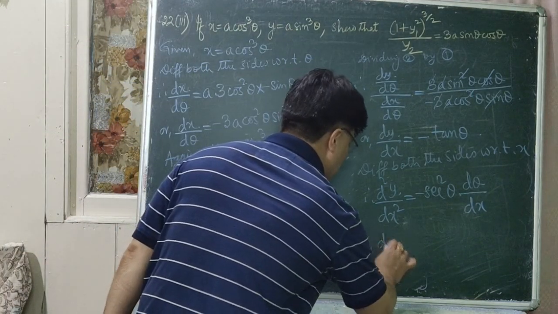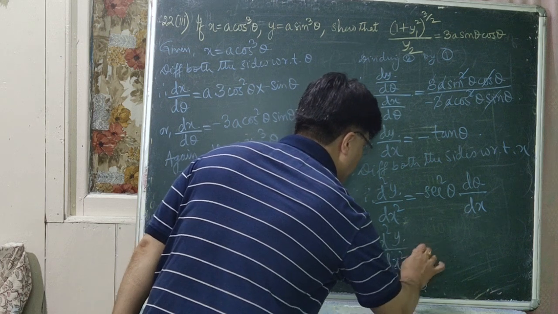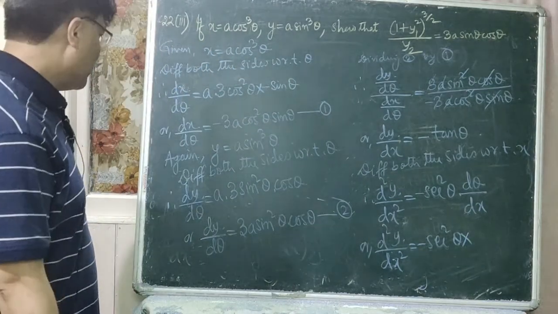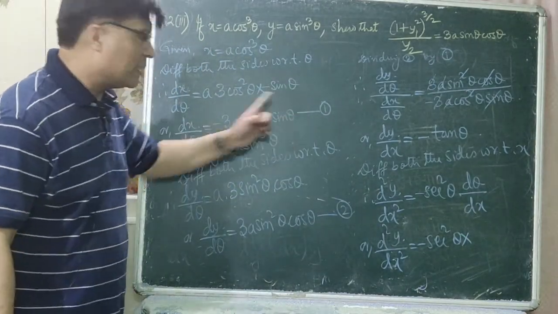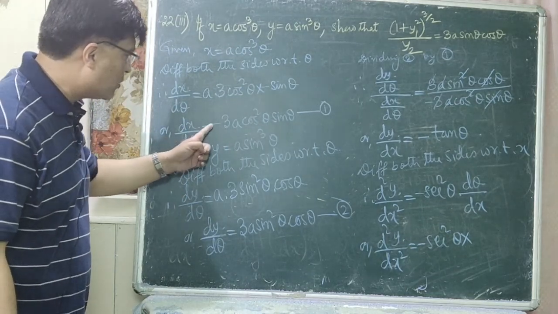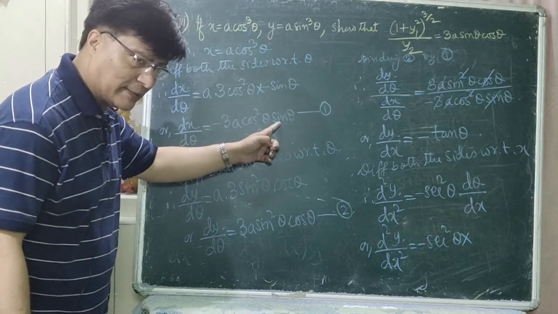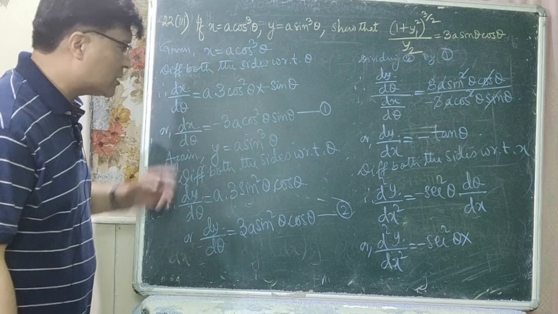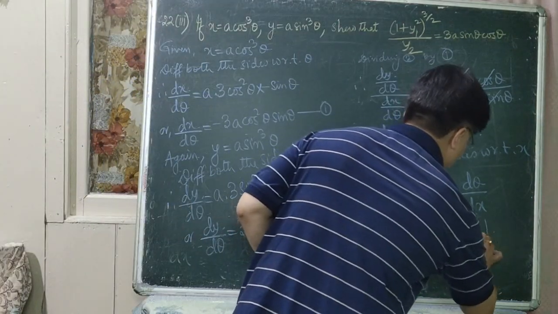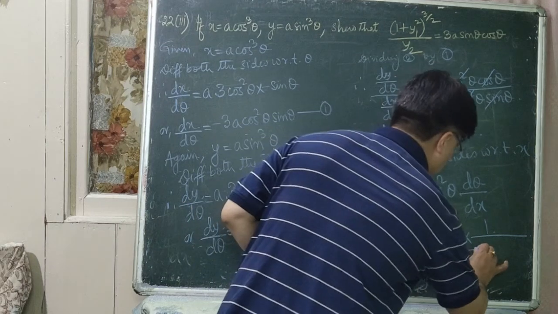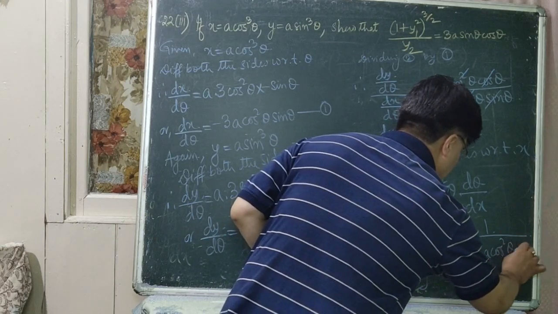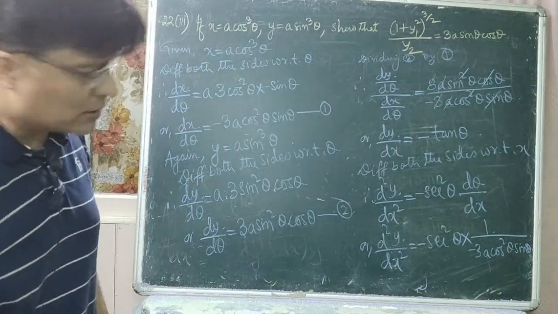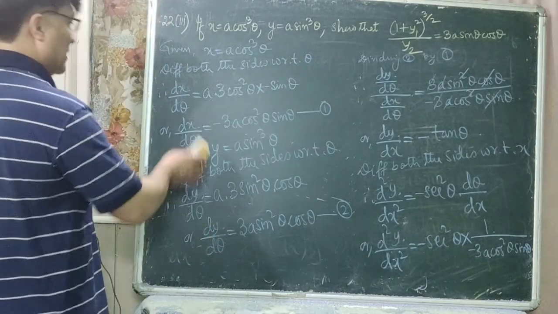So this is your d2y by dx square is equal to minus sec square theta into. So what was the value for d theta by dx? In number 1 we have got the value for dx by d theta, which is equal to minus 3a cos square theta sin theta. But you have to get the value for d theta by dx. D theta by dx, that means you have to invert both the sides. So what do we get? 1 upon minus 3a cos square theta sin theta. So I think you have understood it. So what is the value for d2y by dx square now?